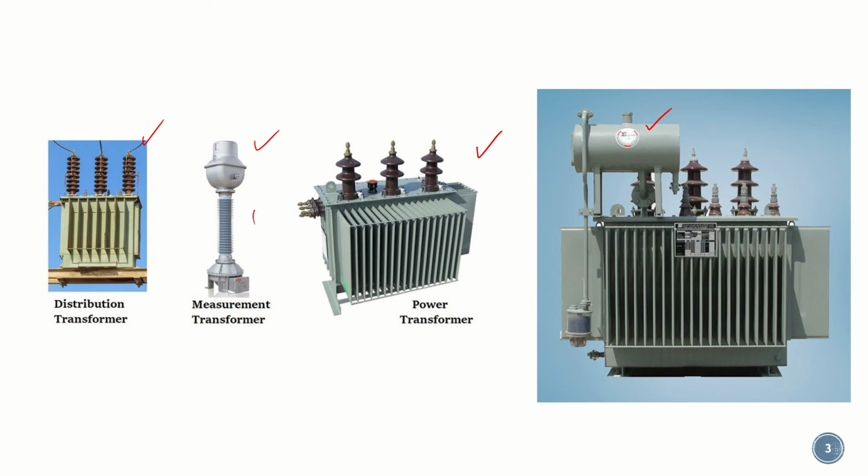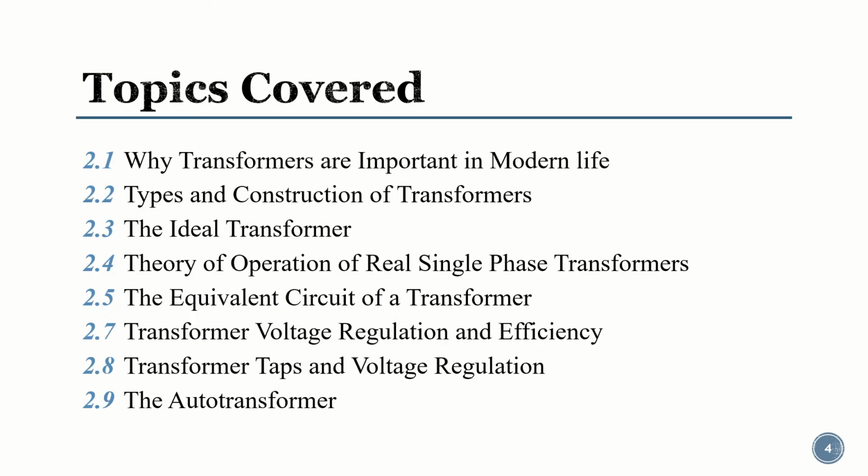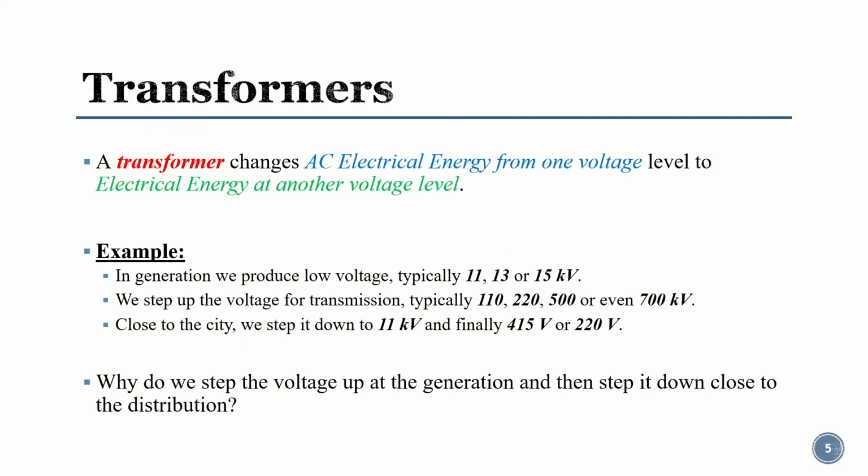So in this chapter, we are going to learn about the importance of transformers in our life, and the different types of transformers with respect to construction and operation. What is an ideal transformer? The theory of operation of the transformer, and then a very important topic, the equivalent circuit of a transformer, how we can develop and analyze it. And the concepts of voltage regulation, efficiency, and finally we will touch on the auto transformer.